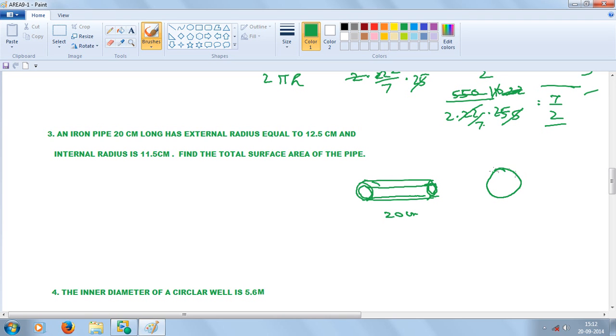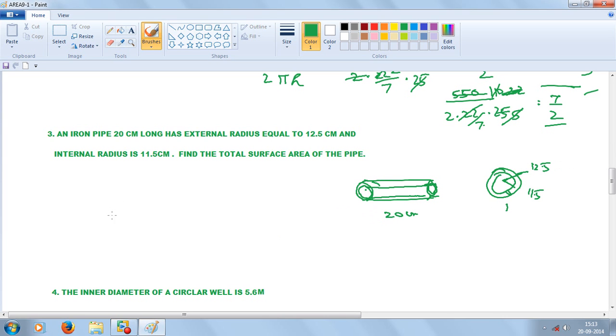The outer diameter is 22, inner diameter is 12.5. The outer like this. So this portion we have drawn here. Is the outer 12.5 a radius or diameter? Radius is 12.5. The inner radius is 11.5. So the width of the pipe is 1.